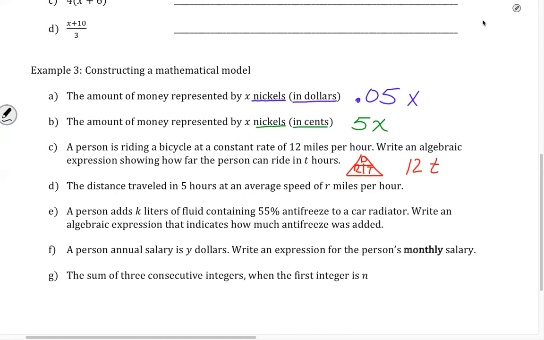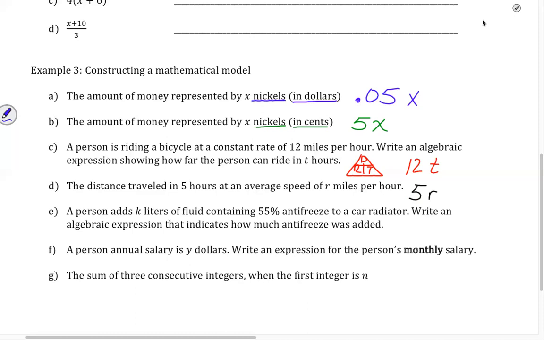The distance traveled in 5 hours at an average speed of r miles per hour. Well, it's the same type of problem, so it's just 5r. Just reference that triangle in the problem above to get the equation.